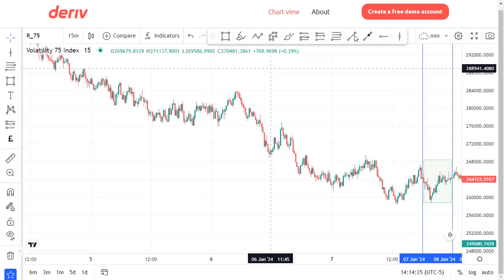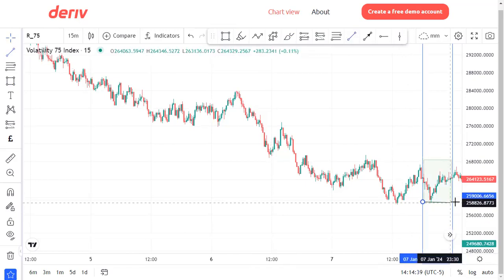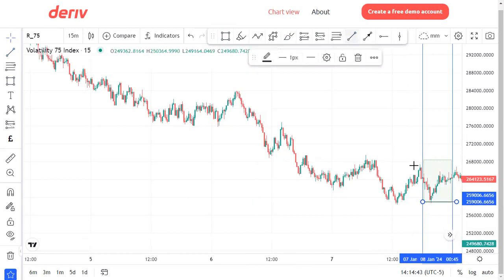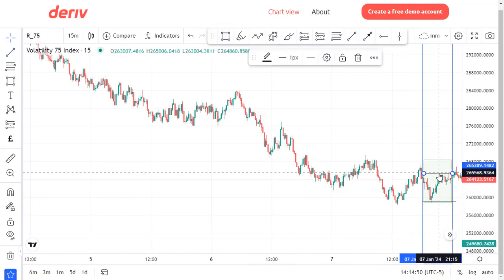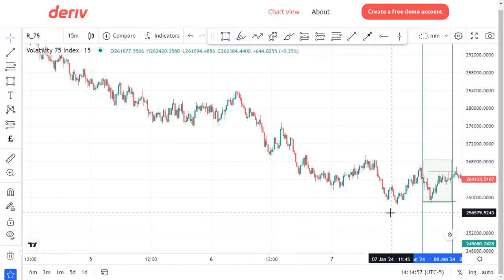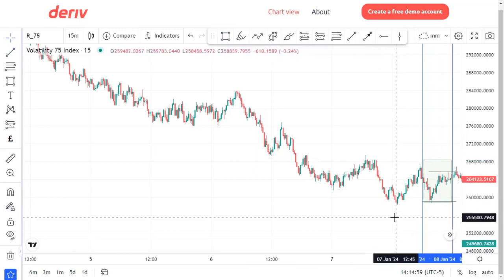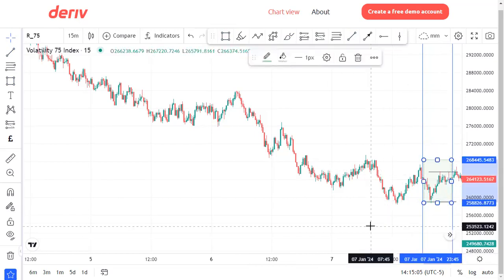So what I usually do is I mark this low here. This is the low of that session. You mark this high of the session. This is the high of the session. Right. This is the high of the session. So you can clearly see, right? Are you able to see what I'm talking about?